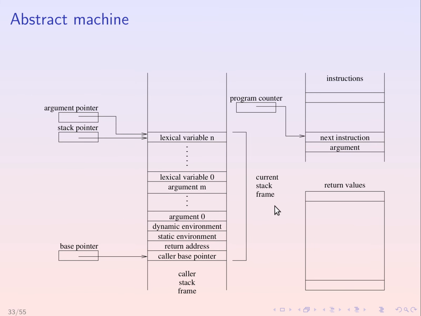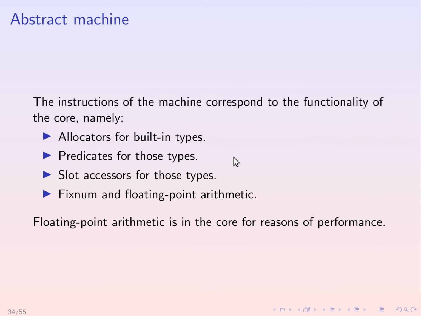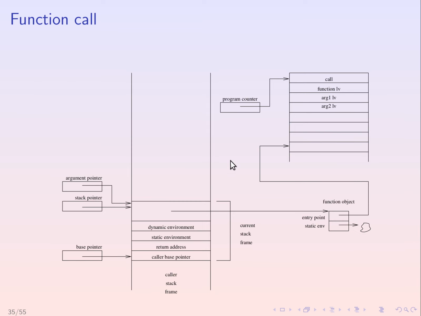So normally these instructions will work between lexical variables. So for instance, an instruction for adding two variables will take one lexical variable and another lexical variable, add them together, and store the result in a third lexical variable. So let me just illustrate this abstract machine with a somewhat complicated instruction, which would be a function call.